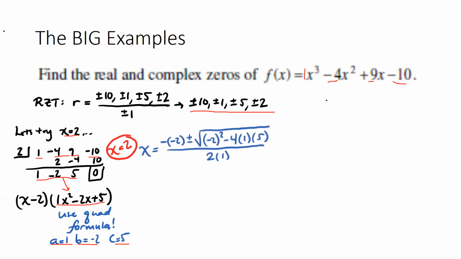All right, now I'm going to use the quadratic formula, and I plug all these things in, and what I end up with is 2 plus or minus the square root of negative 16 over 2. That's super problematic. That's not cool. So here's what I'm going to do.